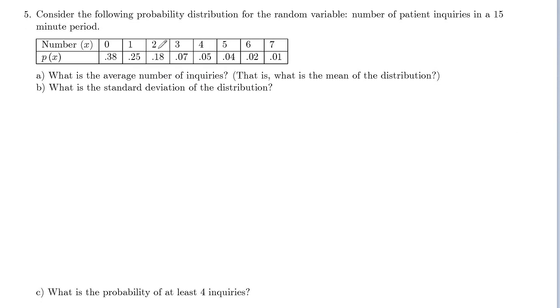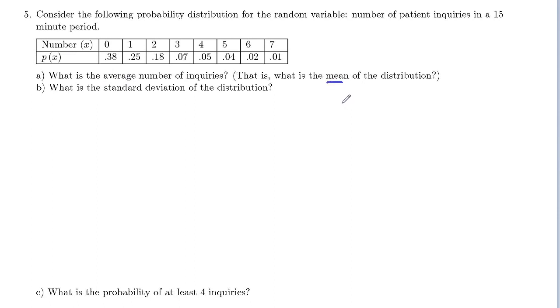And problem number 5, now we're looking at a probability distribution. Remember, this is all the outcomes of an experiment and the probability of their outcomes. The random variable here is the number of patient inquiries in a 15-minute period. So X is the number of inquiries, and P of X is the probability that that many inquiries would occur. What is the average or the expected number of inquiries? In other words, that's the mean of the distribution.